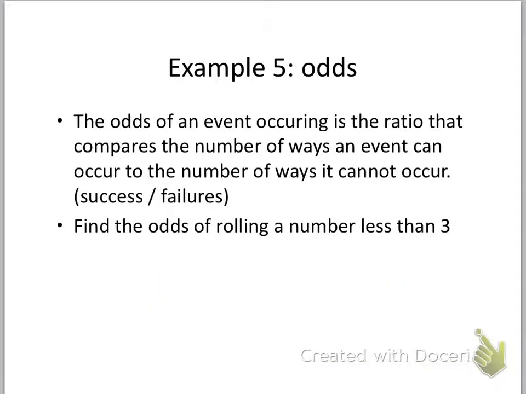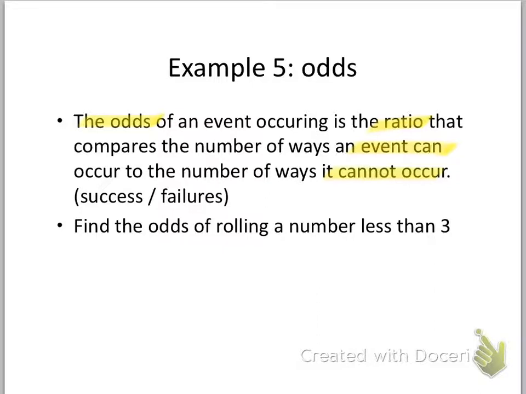Alright, odds. Odds is another vocabulary word we need to keep in mind. The odds of an event occurring is a ratio as well, but it compares the number of ways that an event can occur to the ways it cannot occur. That's different from probability. Probability is the number of ways it can occur to the total possible number of ways.